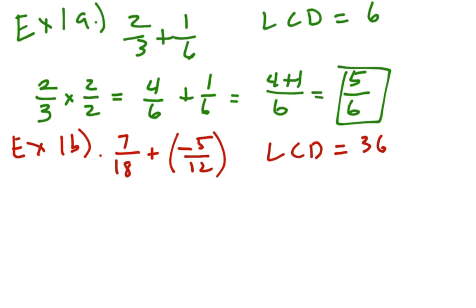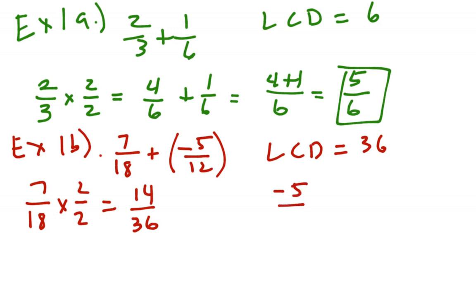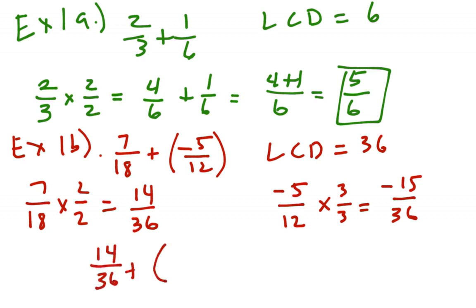My lowest common denominator among 18 and 12 is 36. So I need to convert 7/18 by multiplying 18 by 2, so 2 over 2, that's going to give me 14/36. And then we have a negative 5/12 times 3 over 3. That's what I need to multiply by 12 to get to 36. Negative 15/36. So I've got 14/36 plus negative 15/36.